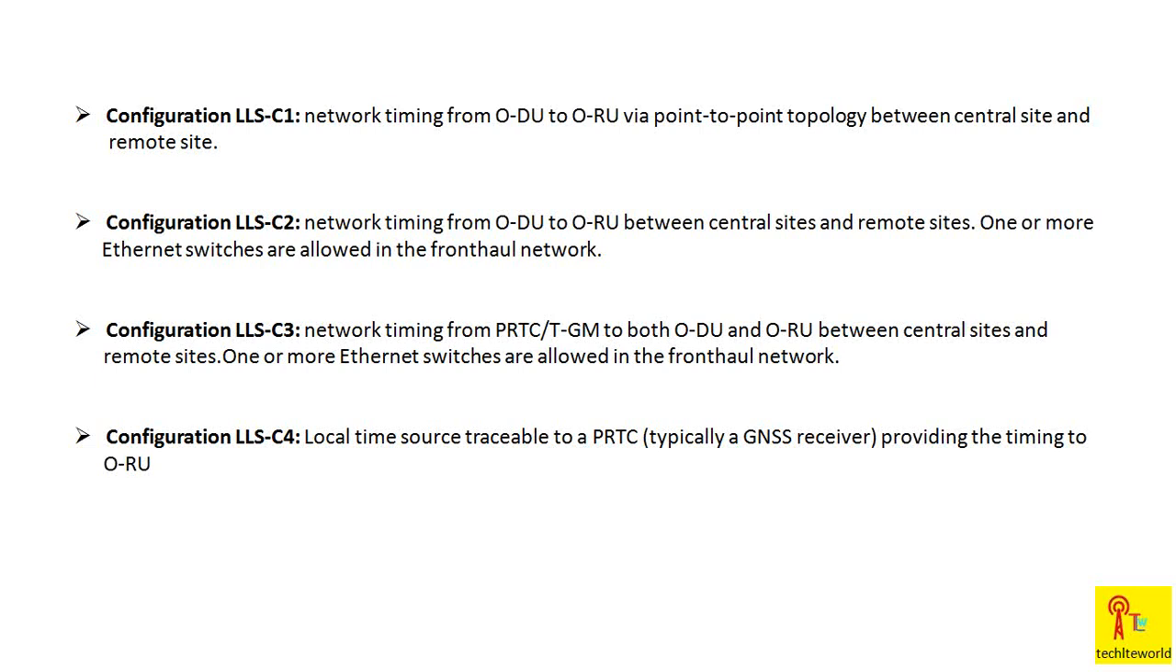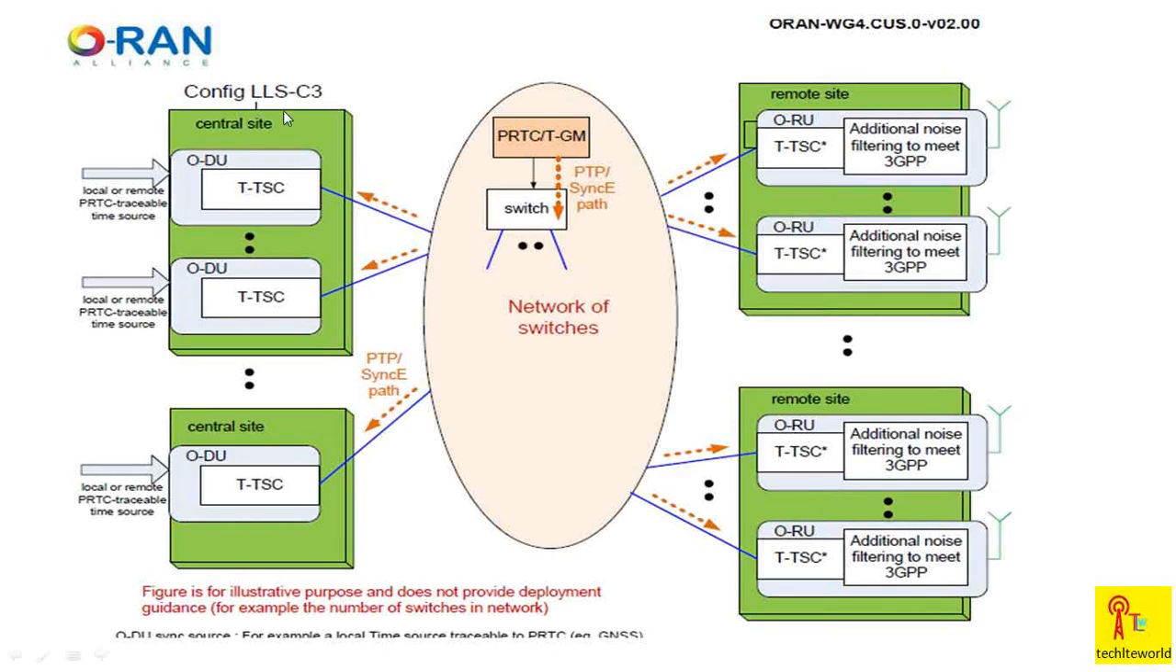So jumping back, I am showing you the picture so that you can understand. I am taking LLS-C3 as the example because mostly in real-time deployment people are using this configuration. So I will focus on this only; for the other configurations of PTP and SyncE packets, you can refer to the IEEE standard. I am taking this picture from the O-RAN spec only. In the next part we will explain the lab setup so that you can get more idea about this.